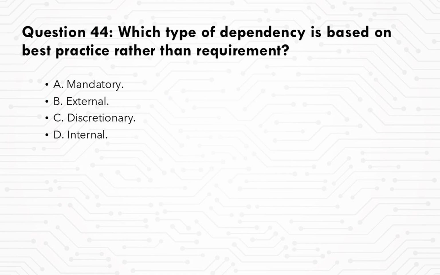Question 44. Which type of dependency is based on best practice rather than requirement? A. Mandatory. B. External. C. Discretionary. D. Internal. Answer: C. Discretionary dependencies are preferred but not required.